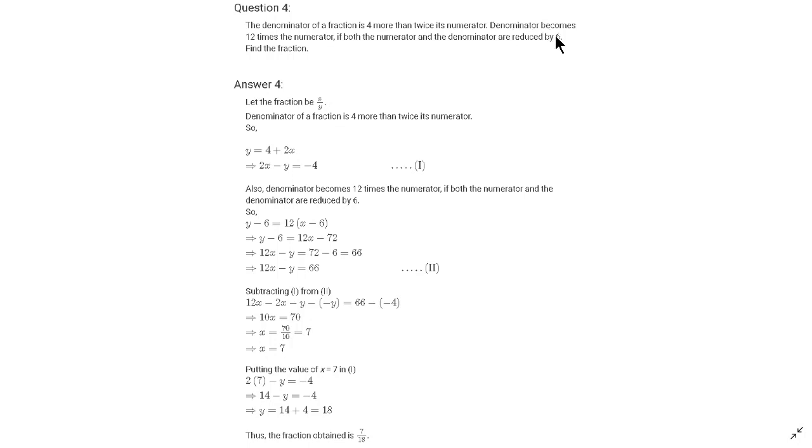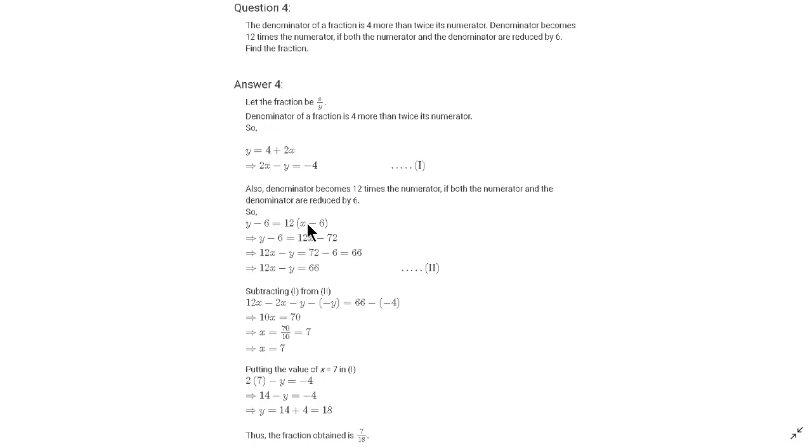Then the denominator becomes 12 times the numerator if both the numerator and denominator are reduced by 6. Okay, firstly we will reduce the denominator by 6. If both the numerator and denominator, means we are subtracting 6 from both the numerator and denominator. So the denominator becomes 12 times, means denominator y minus 6 is equal to 12 times x minus 6.